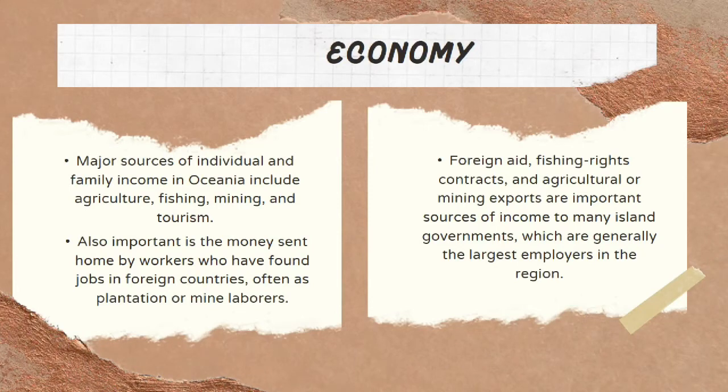Economy in Oceania. Major sources of individual and family income in Oceania include agriculture, fishing, mining, and tourism. Also important is the money sent home by workers who have found jobs in foreign countries, often as plantation or mine laborers.